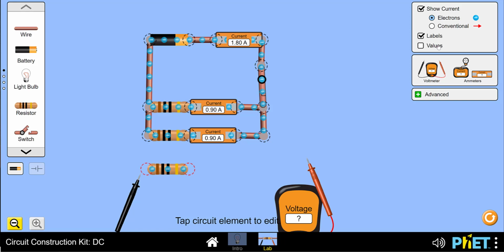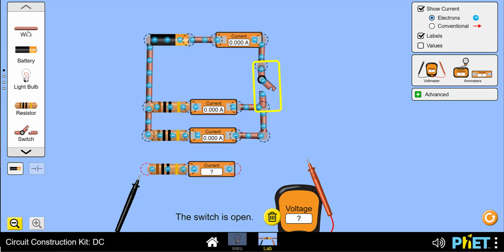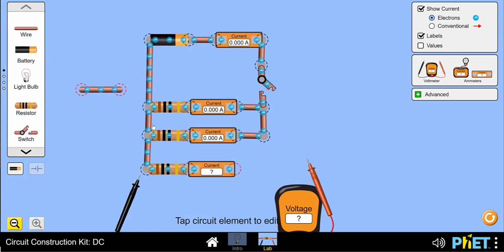So we can add more resistors in parallel. And here we add another ammeter just to make sure we're checking the current through each individual resistor. So we can continue to add to our circuit like this, when we compare the voltage across the group of resistors to the current flowing through the battery.